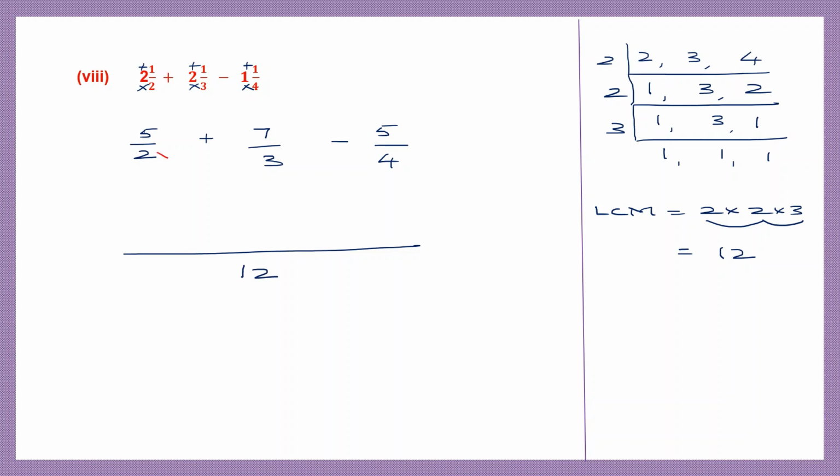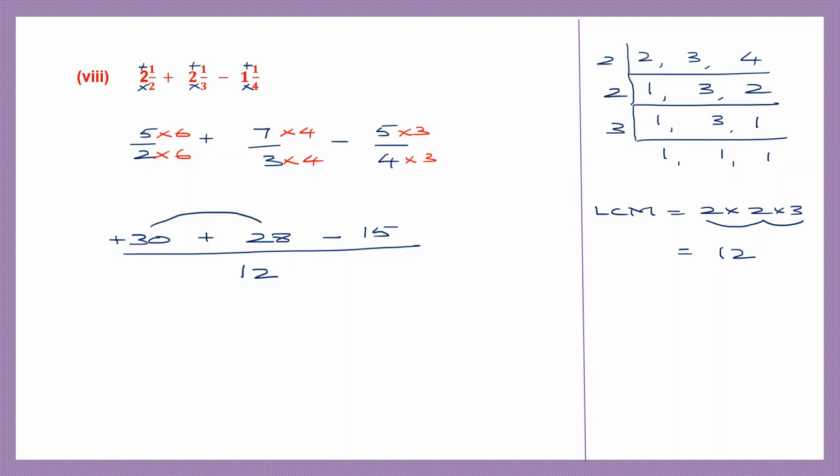So 2 into what is 12? 2 into 6. So multiply 5 also into 6. 5 sixes are 30 plus 3 into 4. So 7 into 4. 7 fours are 28, minus 4 into 3 is 12. So 5 into 3 is 15. So we have 30, which has a plus sign, plus 28 minus 15.